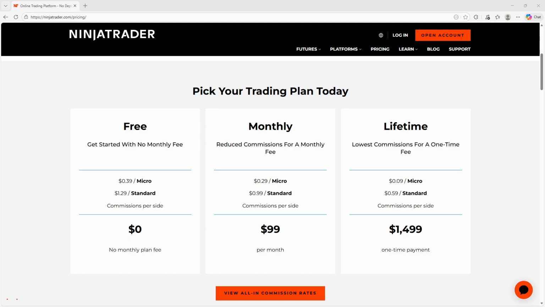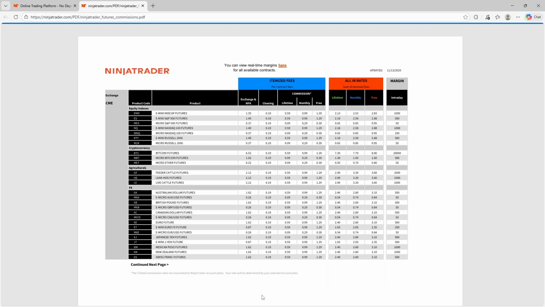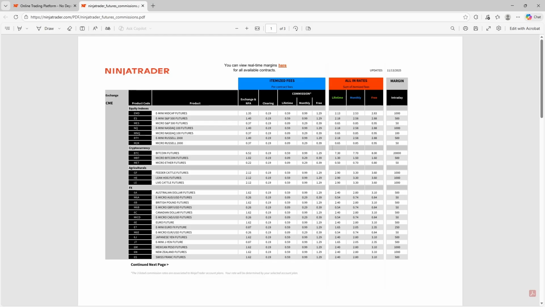Across all plans, commissions are charged per side, meaning traders pay once to open and once to close a position. In addition, exchange, clearing, and regulatory fees still apply, which is standard across regulated futures markets and should always be factored into real trading costs when calculating profitability.